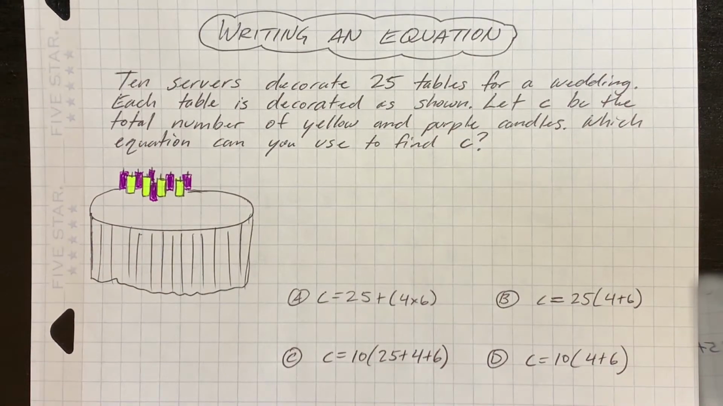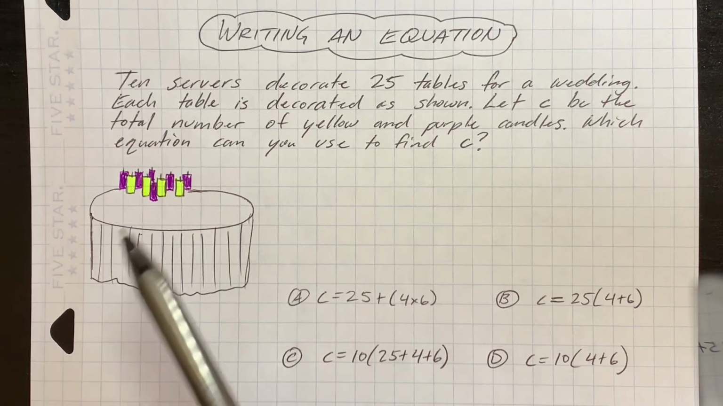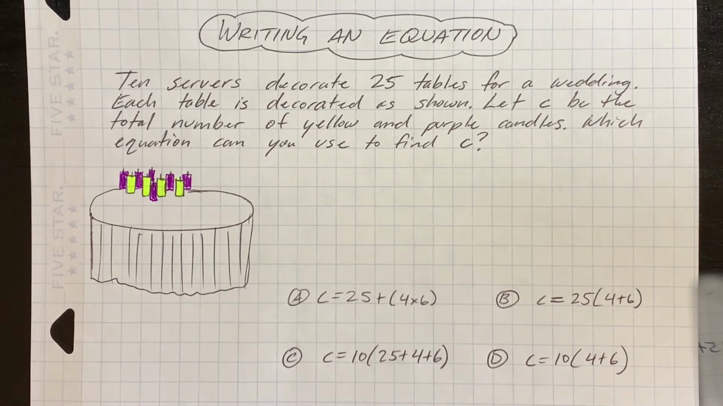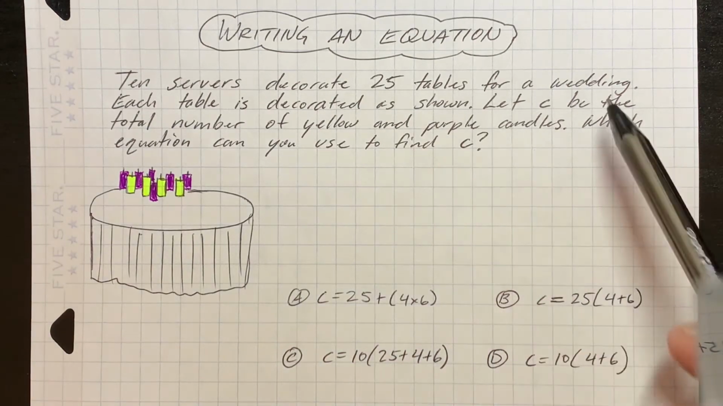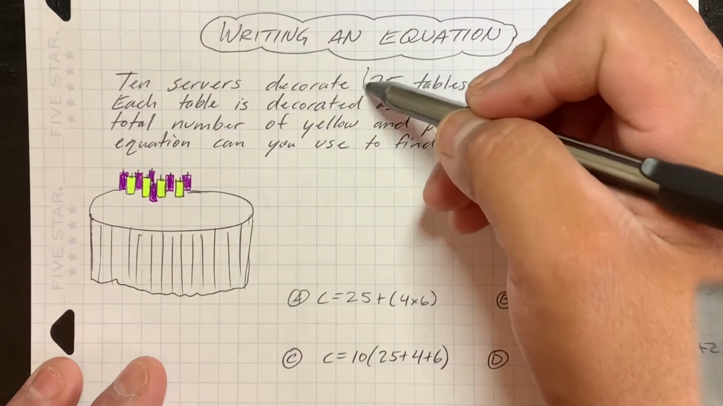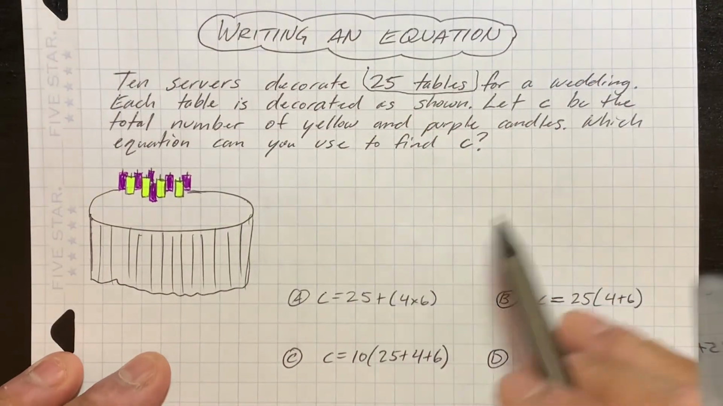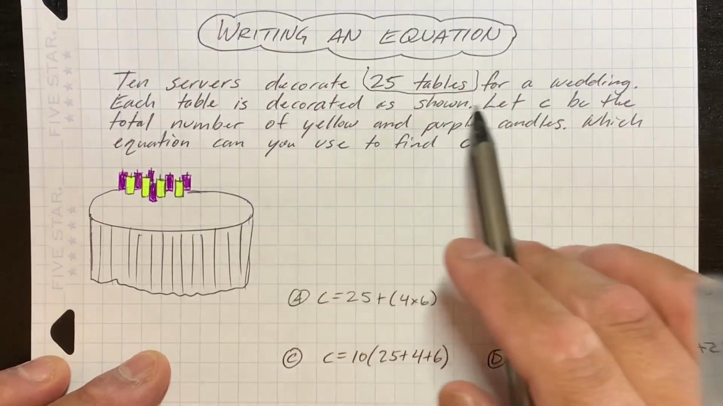This time we're going to write an equation using a whole paragraph. Let's pay attention. We have this picture, and I'm not the best artist, but we do have a picture here that we're going to be using. It looks like we have different options here. Let's go ahead and read this. We have 10 servers, and these 10 servers decorate 25 tables for a wedding. Each table is decorated as shown.